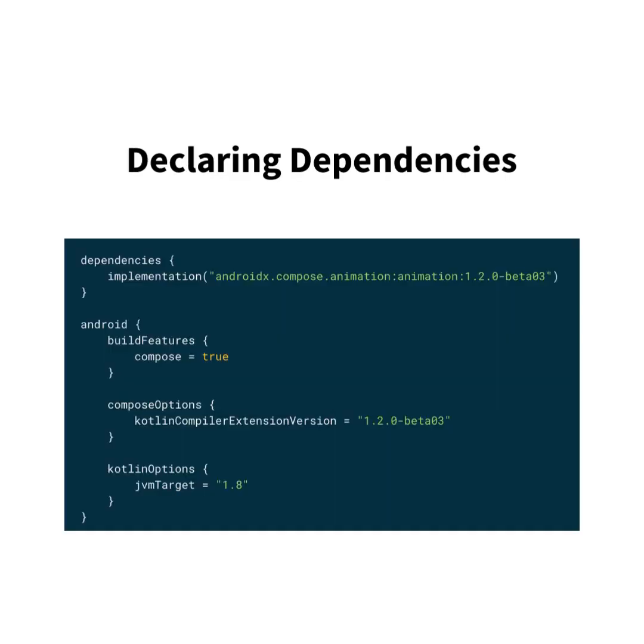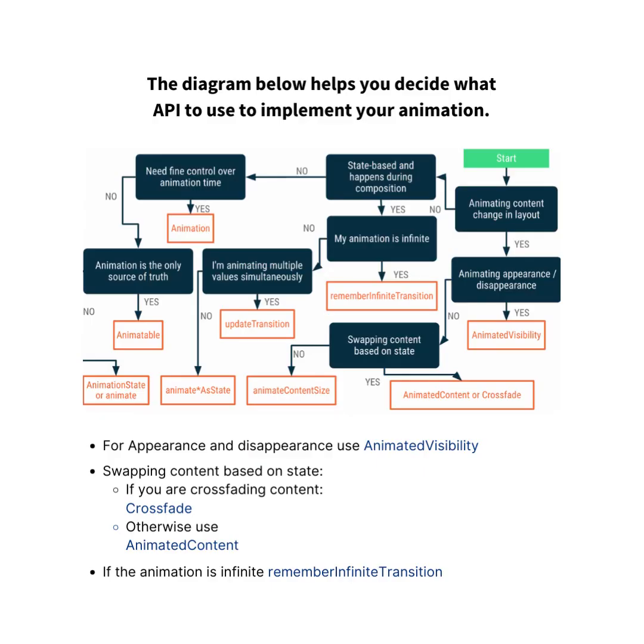To use Compose animation, we need to add the dependency to the build.gradle file in your app or your module. To add a dependency on Compose, you must add the Google Maven repository to your project.